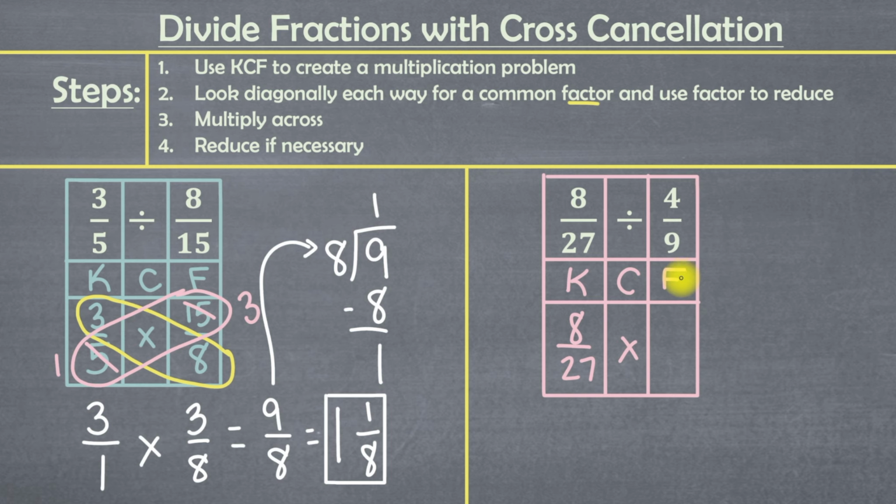And finally, the F stands for flip. So I'm going to take this fraction 4 over 9 and make it so that the 9 is on top and the 4 is on the bottom. That gives us 9 over 4. And I want to zoom in to make sure that we make this crystal clear.